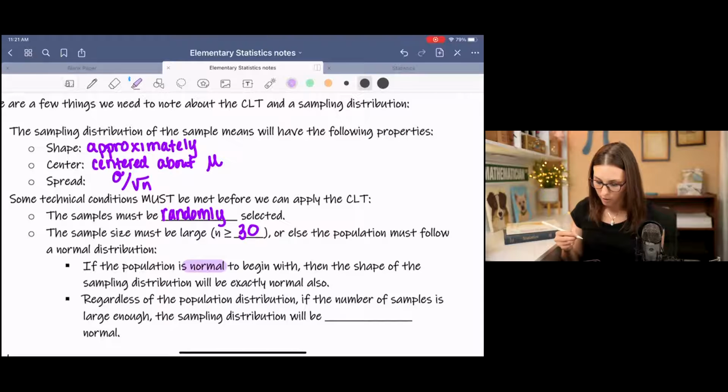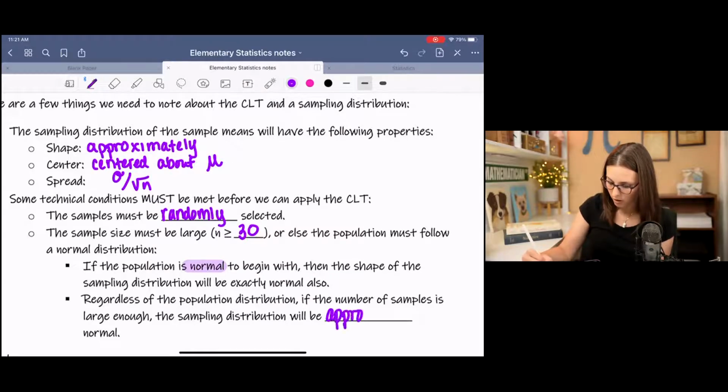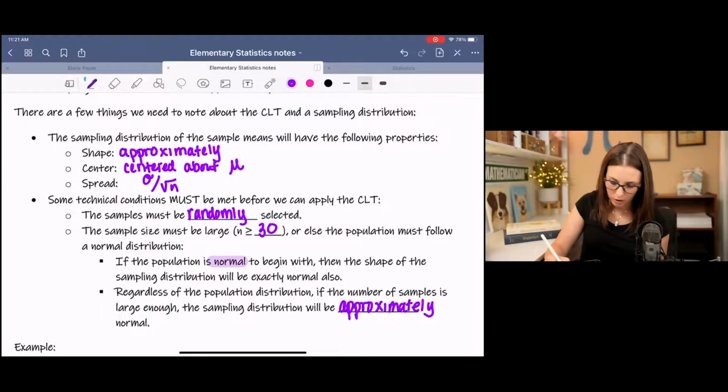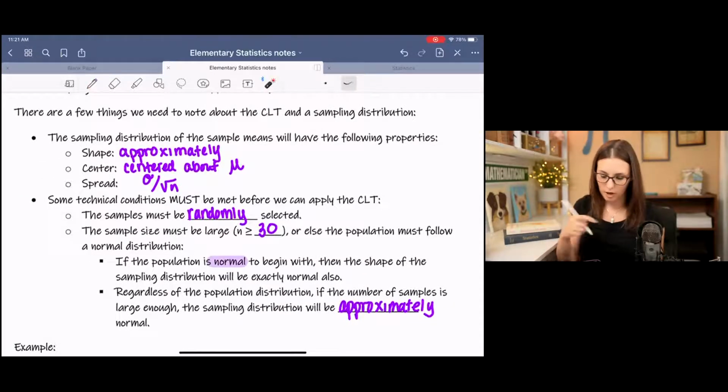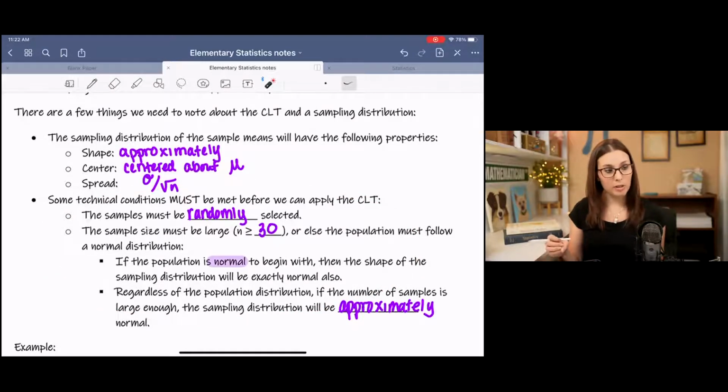And regardless of the population distribution, if the number of samples is large enough, the sampling distribution will be approximately normal. So this is how I want to go back over this because I said it, I jumped ahead. This is how you're going to describe the distribution based on the central limit theorem. And then these are the qualifications that have to be met for you to apply the central limit theorem.